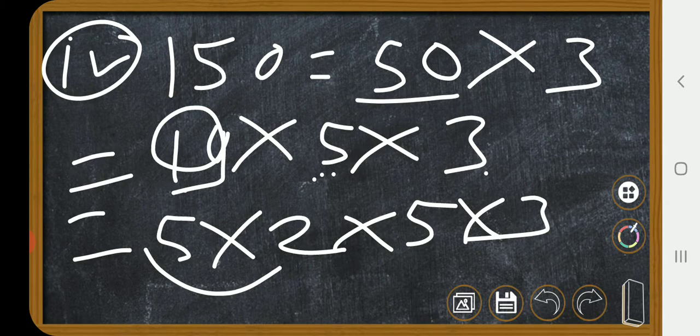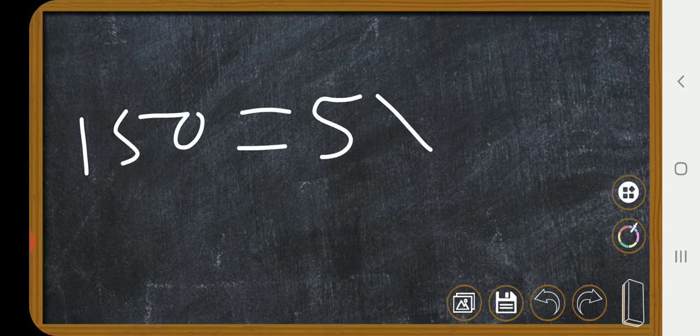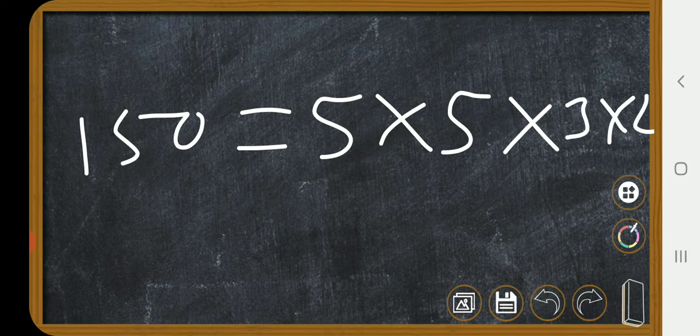Again, can you go further? Is there any number which can be divided by 5? No. 5 2s are 10, 10 5s are 50, 50 3s are 150. Understood? Okay, now one more I'll explain for you. Lastly, you have to write the prime factors. How will you write? 150 equals 5 multiplied by 5 multiplied by 3 and 2.